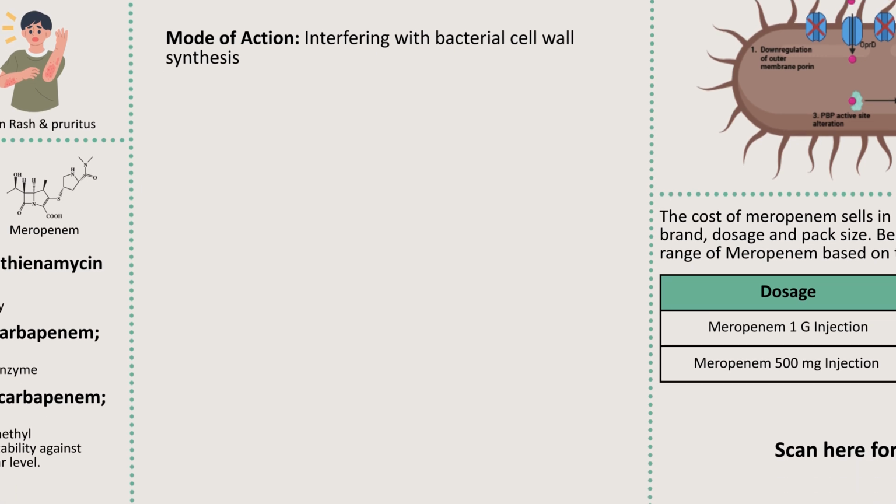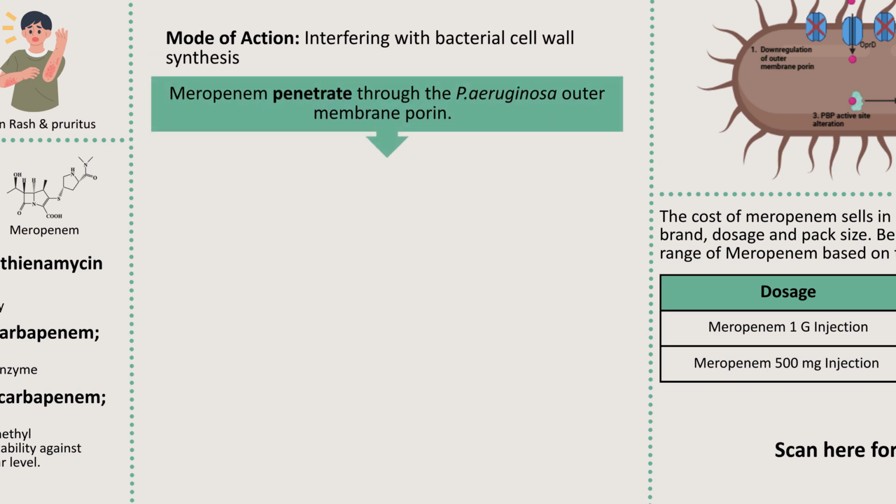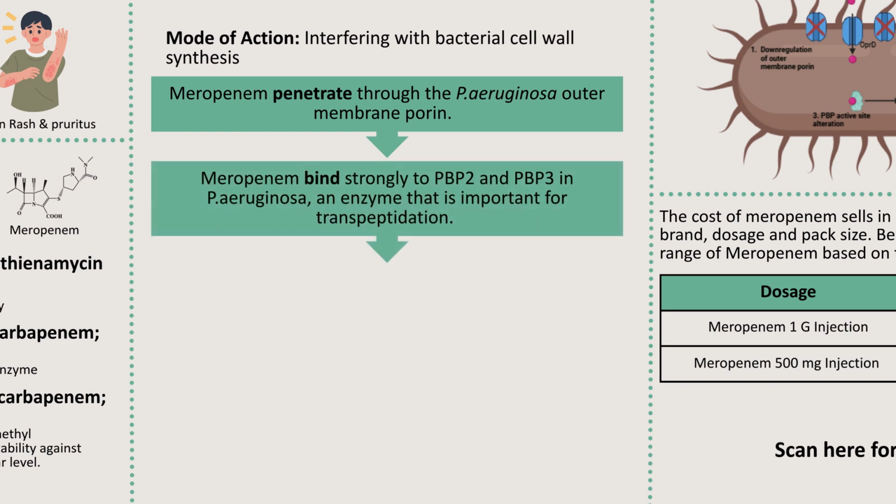Meropenem is a powerful beta-lactam antibiotic that interferes with bacterial cell wall synthesis, ultimately inhibiting bacterial growth and leading to cell death. For example, in Pseudomonas aeruginosa, Meropenem penetrates the bacterial outer membrane through specific porin channels, primarily OprD. Once inside, Meropenem binds tightly to penicillin-binding proteins, also known as PBPs. In P. aeruginosa, Meropenem mainly targets PBP2 and PBP3.